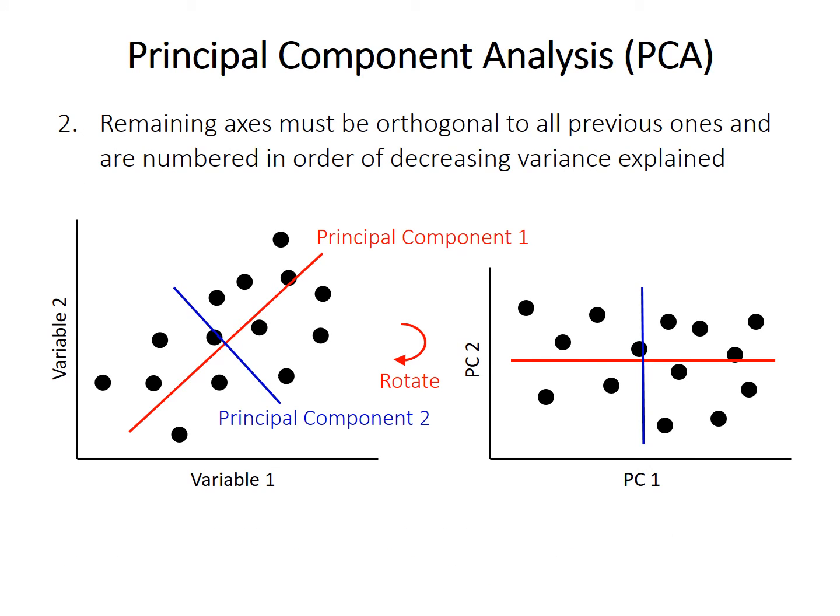The remaining principal component axes are orthogonal, or perpendicular, to all the previous principal components and are ordered by decreasing variance explained. So PC2 explains the second largest amount of variability in the original data, PC3 is the third, and so forth, depending on however many variables you have in your original data set. I'm showing you this in two dimensions. It's fairly easy to visualize the direction that's perpendicular to PC1, but it works in multidimensional space as well.